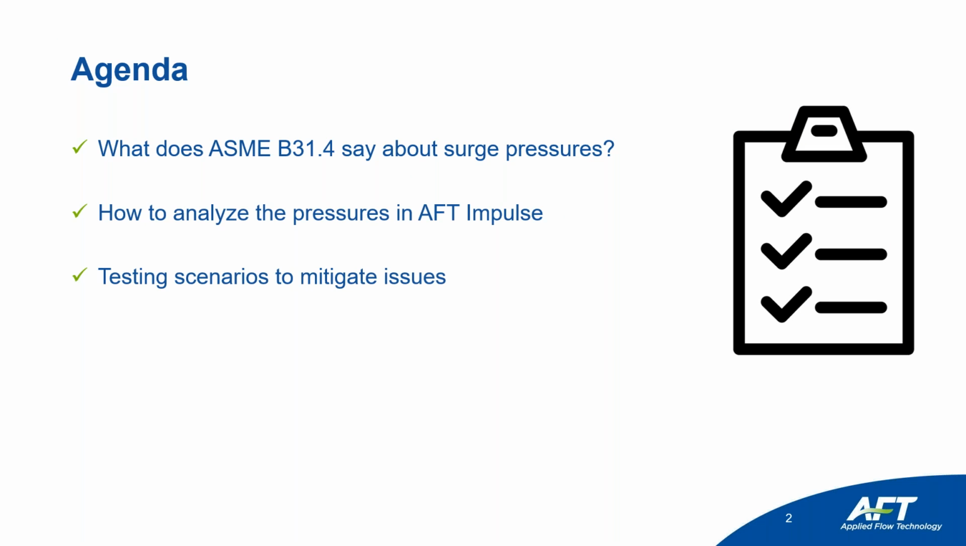First, we will talk about what ASME B31.4 says about pressure surges. Probably a good place to begin. We will look at how we can analyze those pressures in Impulse, because one of the things we'll see is that they tell you to look at surge, but not necessarily how to. So we will use our software tool, AFT Impulse, to do that. And then not just use the software to figure out what your surge pressures are, but also possible mitigation methods. So three main points.